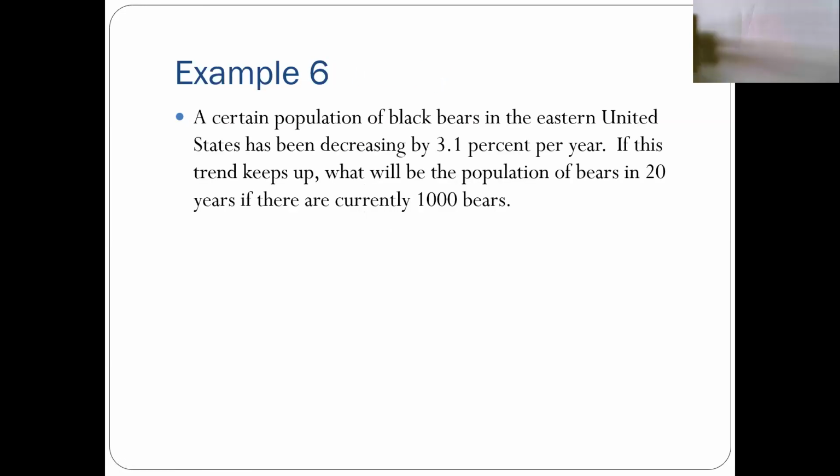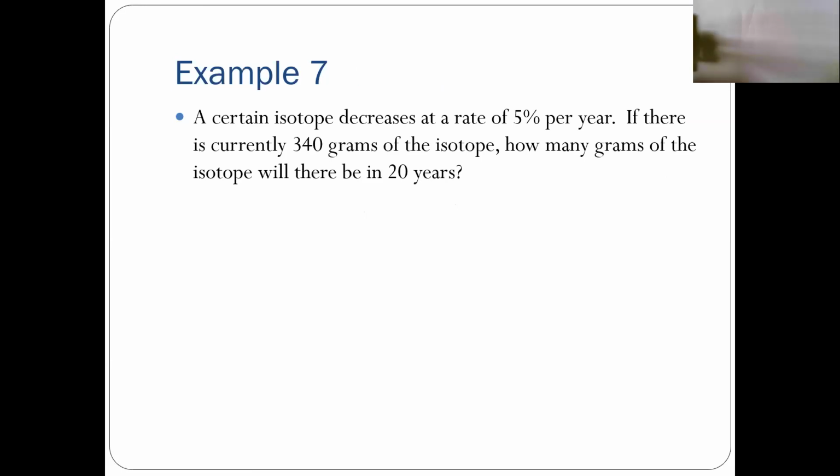Let's do number 7. It says a certain isotope decreases at a rate of 5% per year. So the value I will plug in will be 0.05, and it will be negative. K itself is still positive, but the formula has a negative in it, so we do need to be aware of that. My initial amount is 340 grams, and my time period is 20 years.